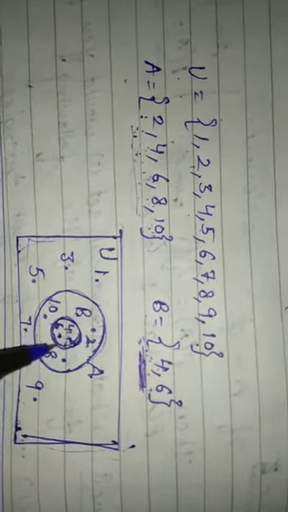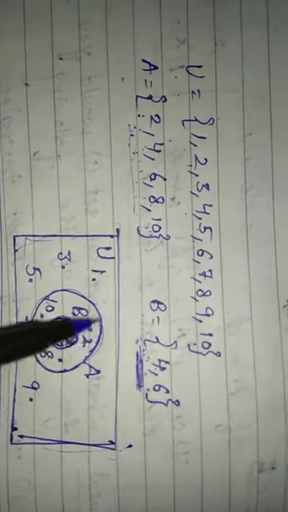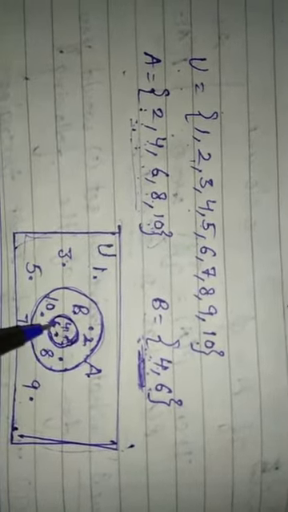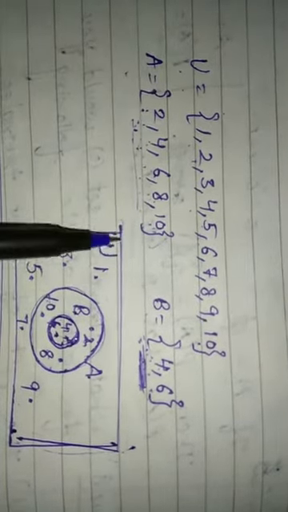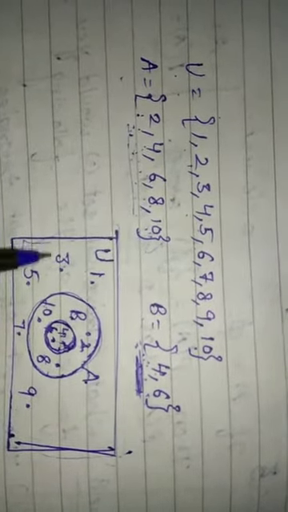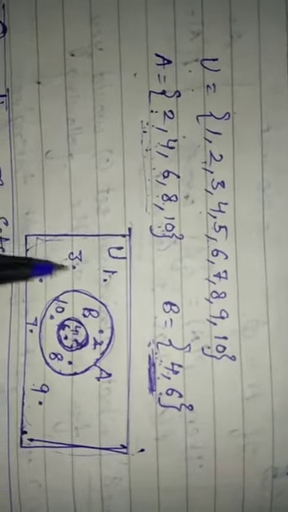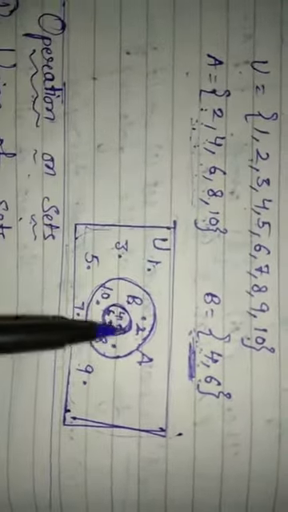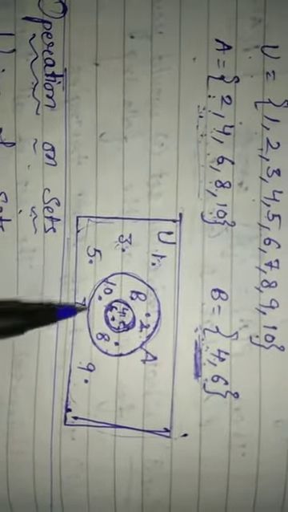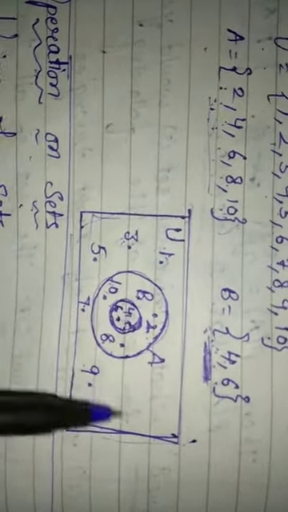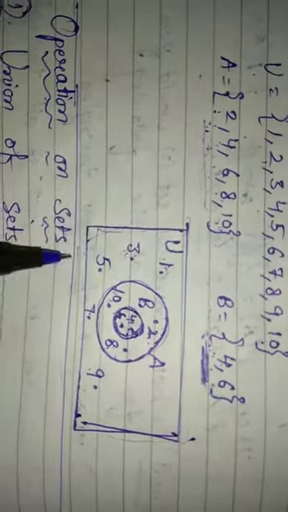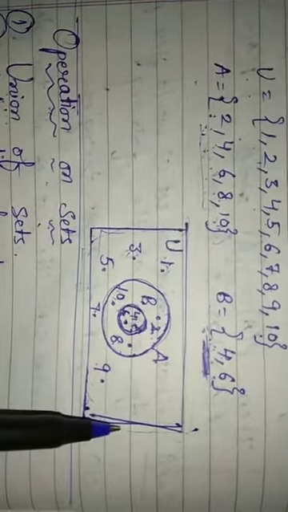So set B represents elements 4, 6, and set A has elements 2, 4, 6, 8, 10. The rest of the elements you will write outside of these two circles: 1, 3, 5, 7, 9. So the universal set has elements 1, 2, 3, 4, 5, 6, 7, 8, 9, 10. These are the elements of the universal set, and you can show them by this diagram.